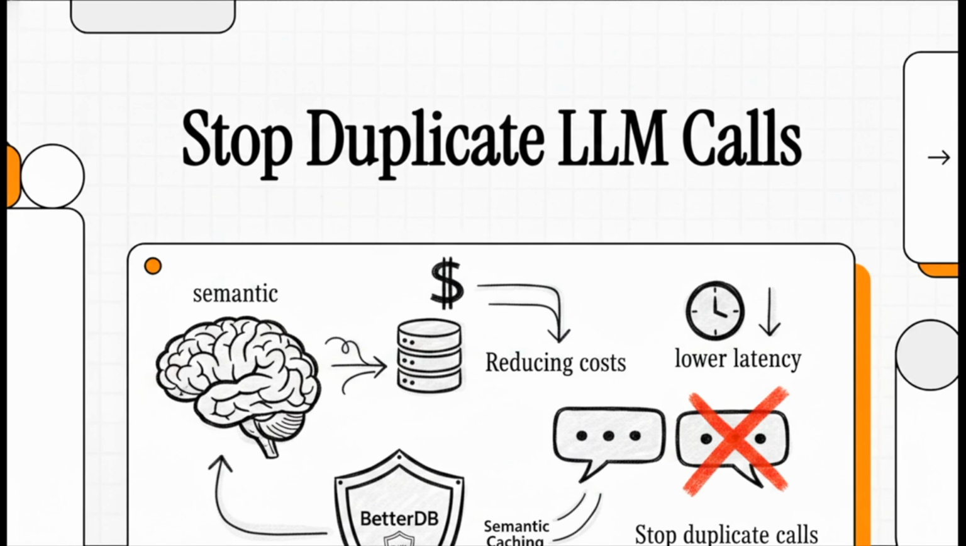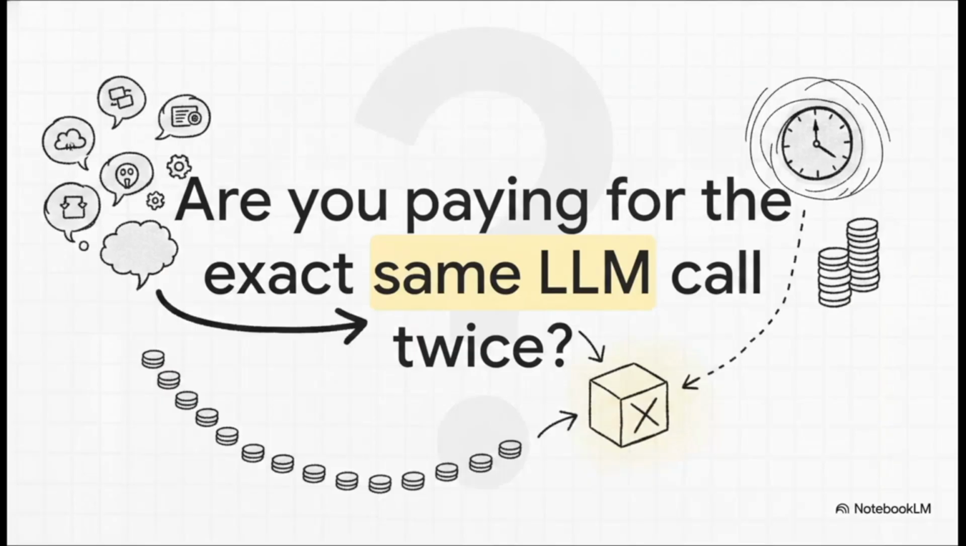Today, we're going to look at a concept called semantic caching, how an open source tool called BetterDB handles it, and how it can fundamentally change your infrastructure costs. So, are you paying for the exact same LLM call twice? Or maybe 100 times? Or, I don't know, 1,000 times?